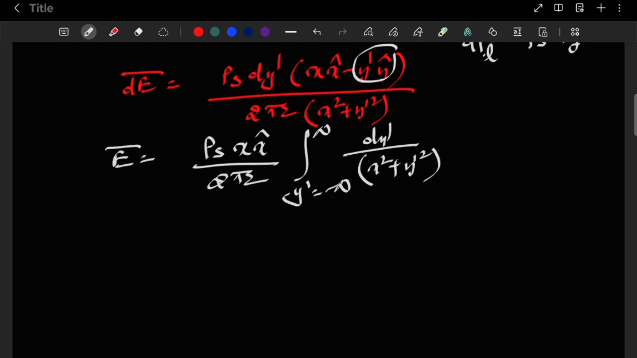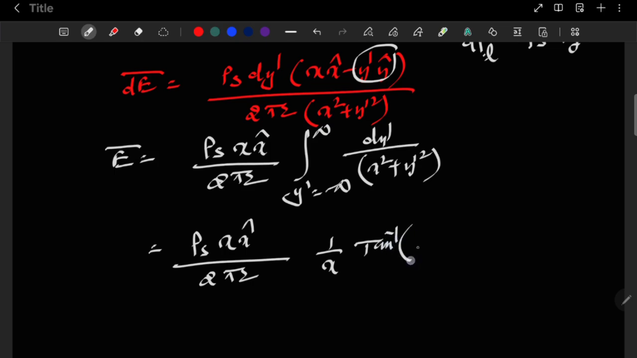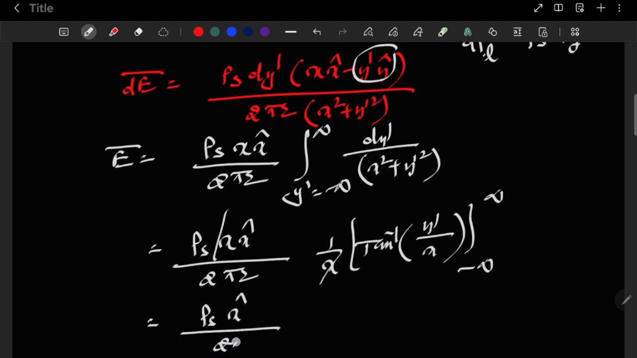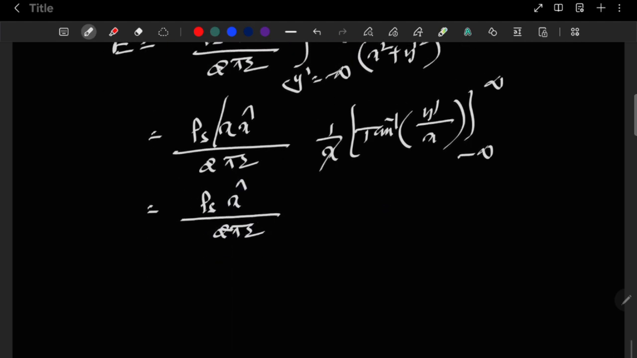So if you perform the integration, you are going to get the electric field due to the total infinite sheet, where the variable is y dash. So it is equal to rho S into x cap by 2 pi epsilon. Here, because x is the constant and y is the variable, the integration will be 1 by x into tan inverse of y dash by x, and limits are from minus infinity to plus infinity. So here this x and this x will be cancelled.